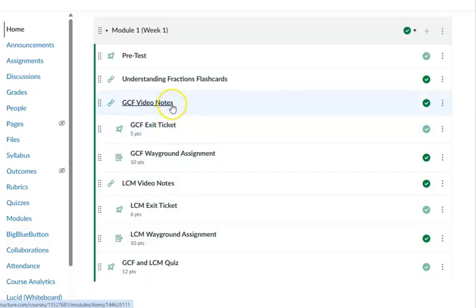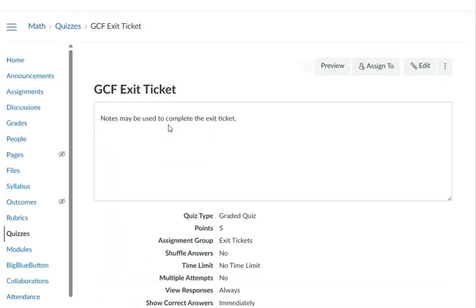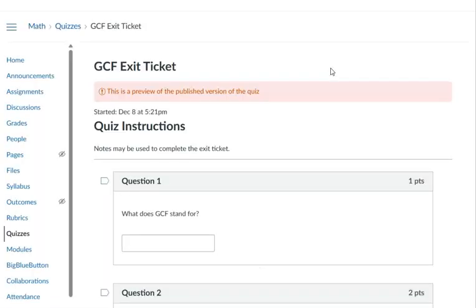Their video notes, they would click on it, and it's either going to take them to a YouTube video or it's going to be a video embedded in the Canvas course. The exit tickets are created through the Canvas quiz section. So the students would take them as if they were an exit ticket, but it's through the quiz section. So it's going to look like a quiz, but it's actually just an exit ticket.